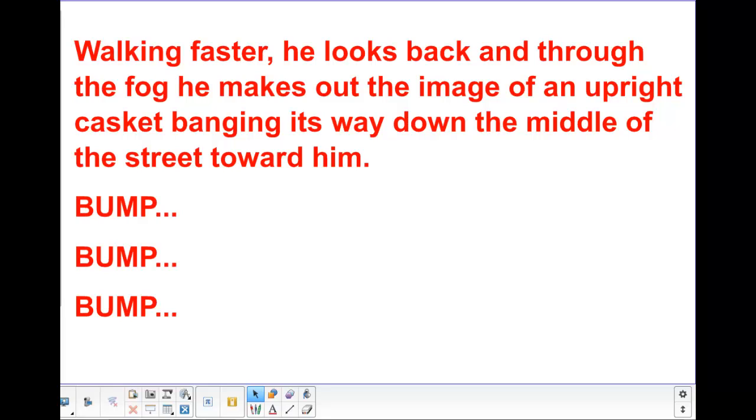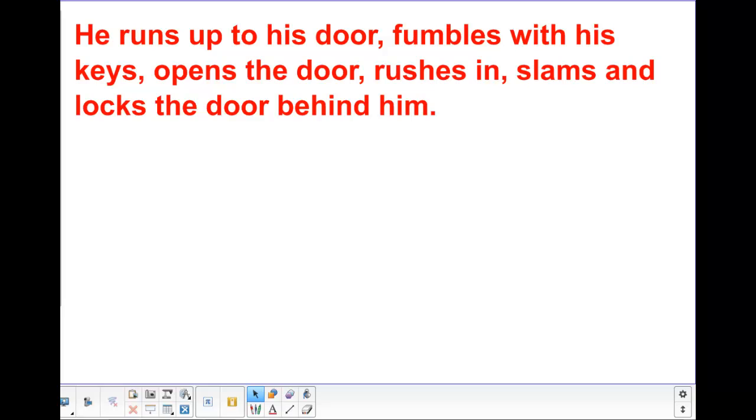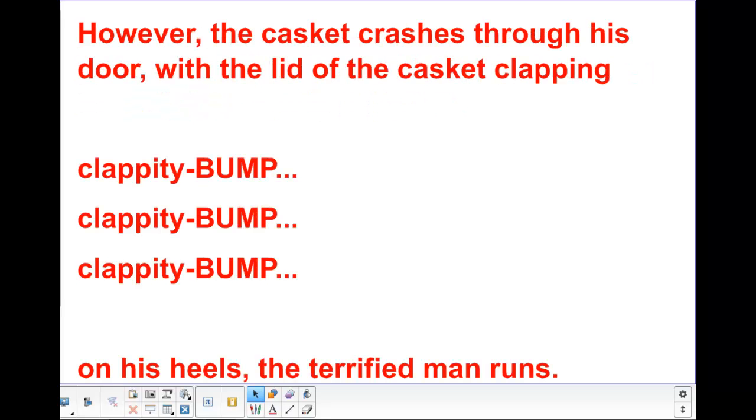Bump, bump, bump. Terrified, the man begins to run towards his home, the casket bouncing quickly behind him. Faster, faster. He runs up to his door, fumbles with his keys, opens the door, rushes in, slams and locks the door behind him. However, the casket crashes through his door, with the lid of the casket clapping. Clappity-bump, clappity-bump, clappity-bump. On his heels, the terrified man runs.